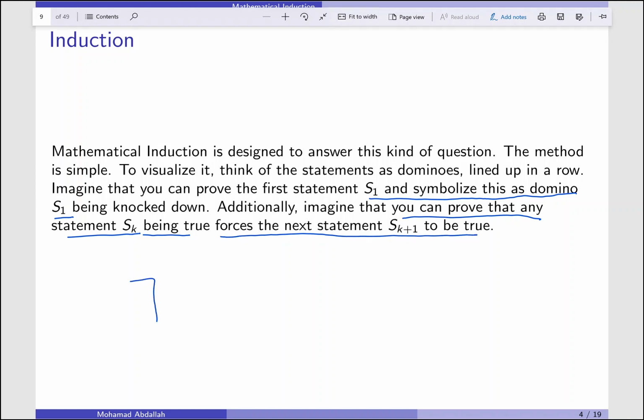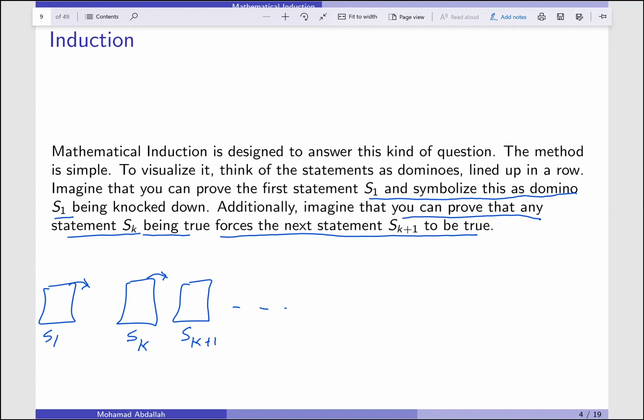This means that you have a set of dominoes. Okay? Domino Sk, next to domino Sk plus 1, and so on, and of course you start with domino S1. You know that S1 is true. If I want to relate this to dominoes, that means S1 is going to fall. Now, if I can show that for any k I pick, if Sk falls it will force Sk plus 1 to fall, then I can conclude that all the dominoes will fall.